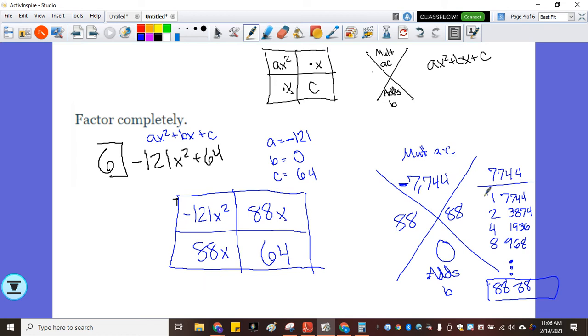One of them has to be negative to add to 0. Where should I put my negative? Doesn't matter. Here? Okay. Doesn't matter. If you put it here, then the factor is just going to be negative up here. If you put it down here, it would still be equal.